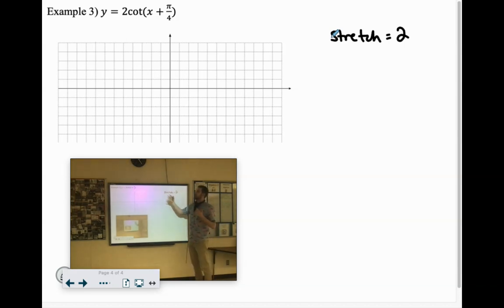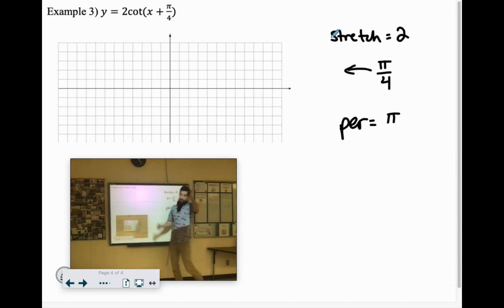We also have the plus pi over 4 in parentheses. That represents a shift to the left pi over 4 units. Now, the period doesn't change at all, so our period is still going to be pi.